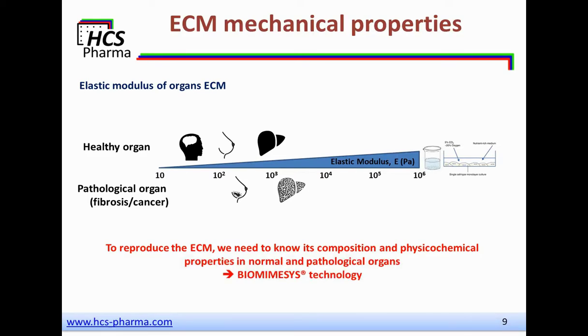The second important and specific characteristic of each ECM is the mechanical properties, or the elastic modulus, that define the stiffness or elasticity of ECM. For healthy or pathologic organs, the composition and the rigidity of the ECM are also indicators of the organ being pathologic or healthy. And to reproduce the ECM, we need to know the composition and the mechanical properties.